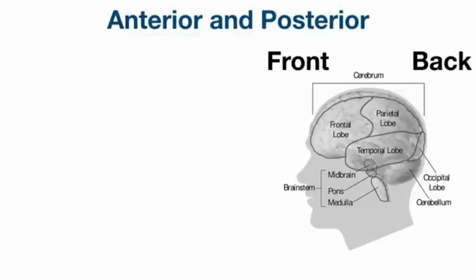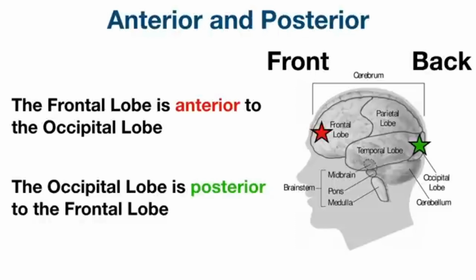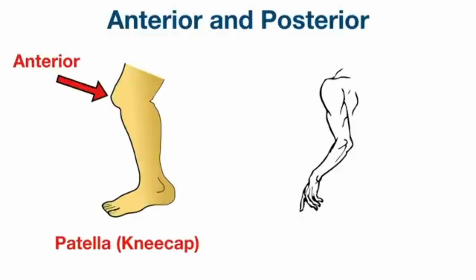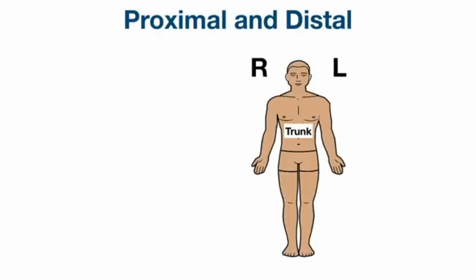If we look at a side view of the brain, we can see the frontal lobe is anterior to the occipital lobe, and the occipital lobe is posterior to the frontal lobe. You could also say the patella or kneecap is located on the anterior side of the leg, and the olecranon or elbow is located on the posterior side of the arm. The next pair of directional terms is proximal and distal. These terms are most commonly used on the extremities and tubular structures.